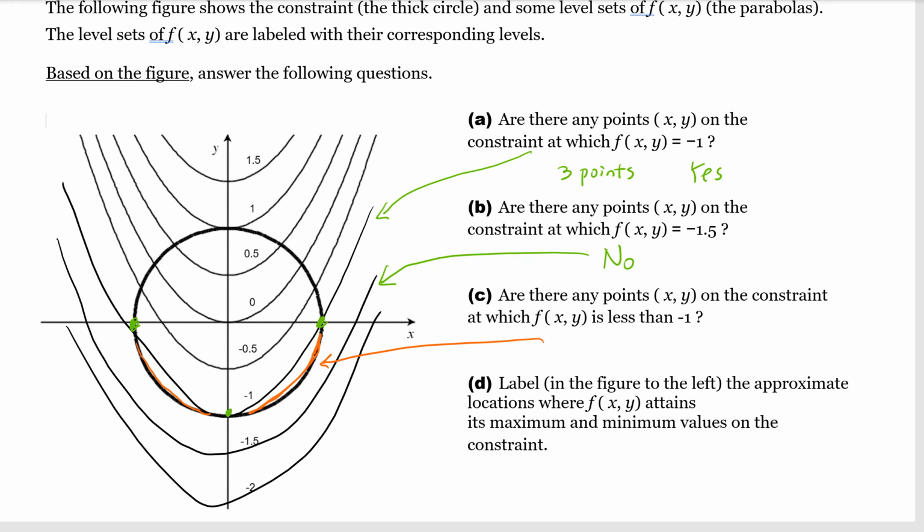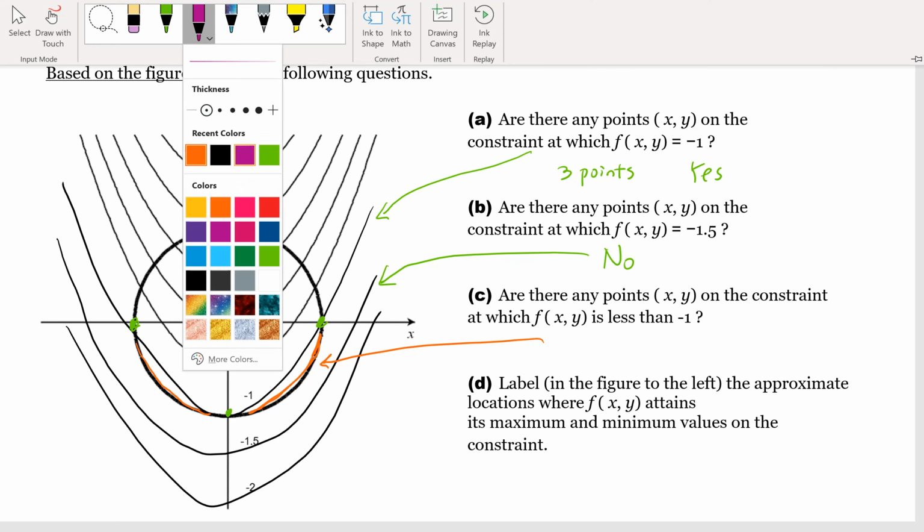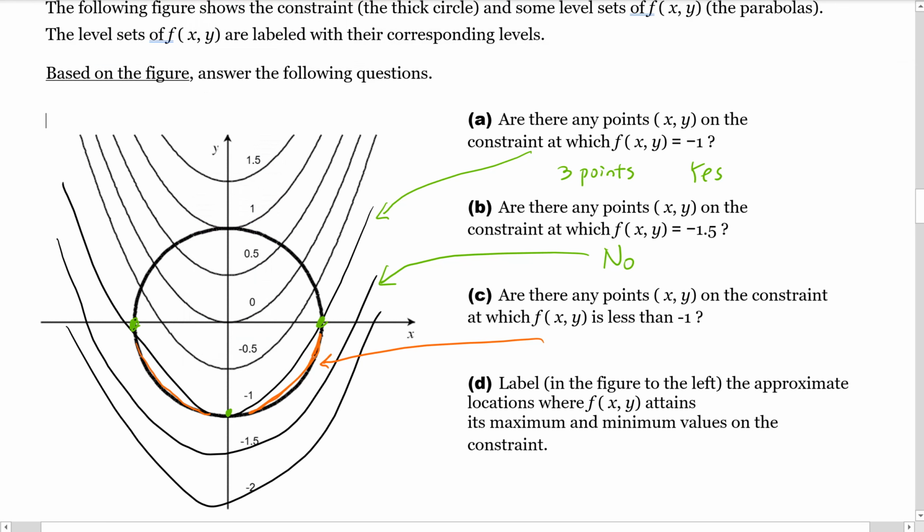Label the approximate location where f attains its maximum and minimum values on the constraint. So, what do you say? Which one is the biggest? This one would be the biggest, and we can see it's 1, right? How about the smallest? I would say some points here and other points there. They would be the minimum. This one would be the maximum.